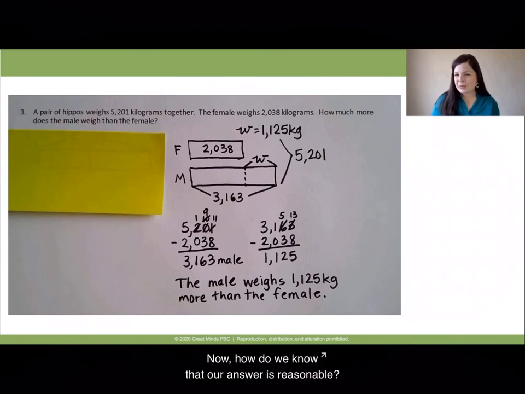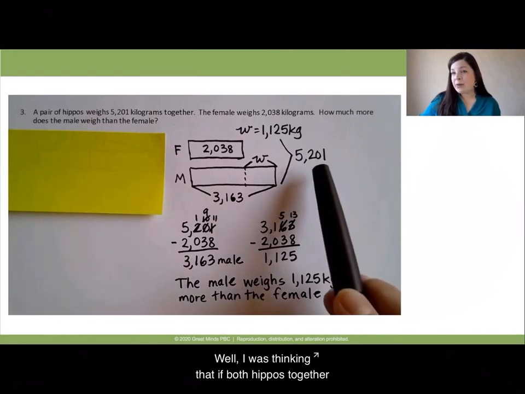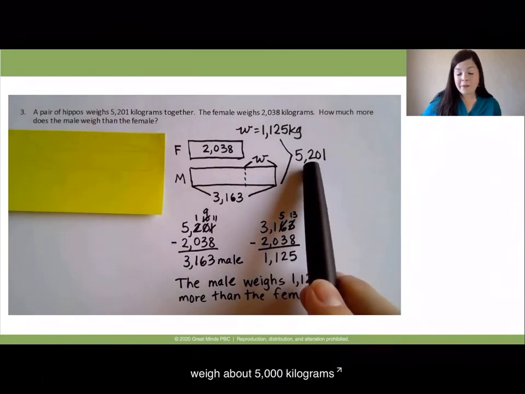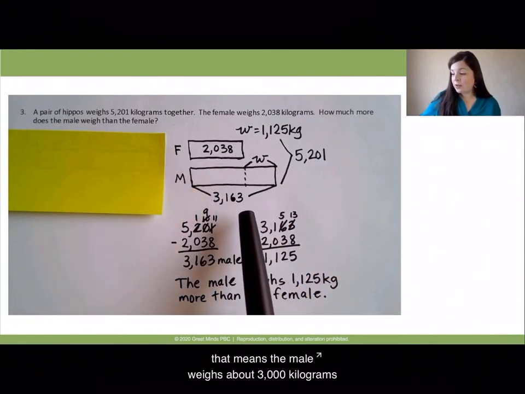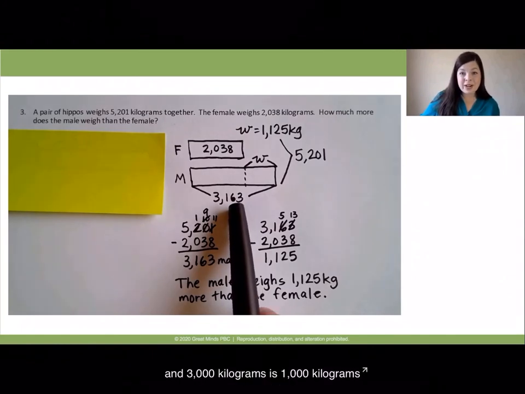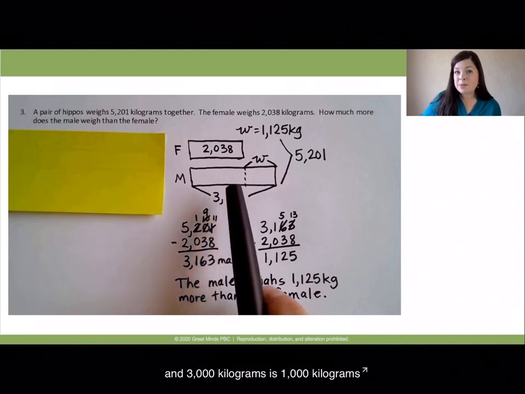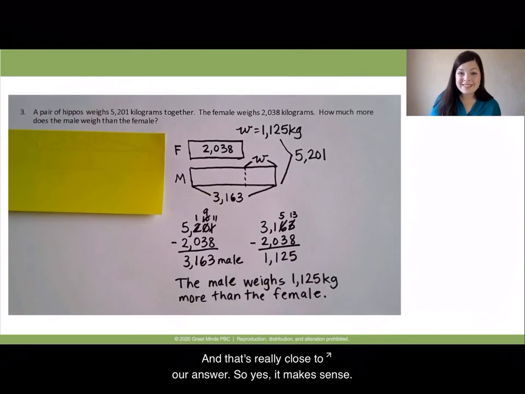Now, how do we know that our answer is reasonable? Well, I was thinking that if both hippos together weigh about 5,000 kilograms, and we know the female weighs 2,000 kilograms, that means the male weighs about 3,000 kilograms. And 3,000 kilograms is 1,000 kilograms more than 2,000 kilograms. And that's really close to our answer. So yes, it makes sense.